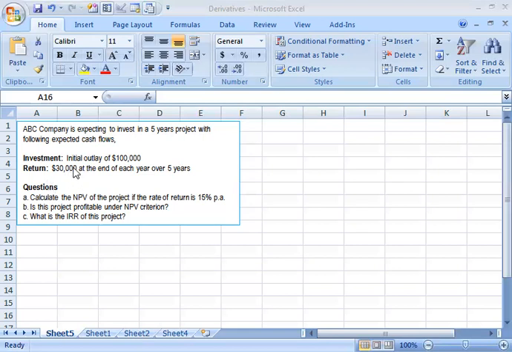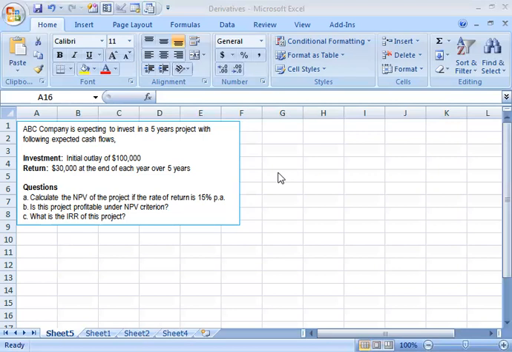So we are asked to calculate the following. Part A: calculate the net present value, or the NPV, of the project if the rate of return is 15% per annum. In part B: is this project profitable under the NPV criterion? And in part C, what is the internal rate of return of this project, or the IRR? So I will show how to calculate all these using Microsoft Excel.